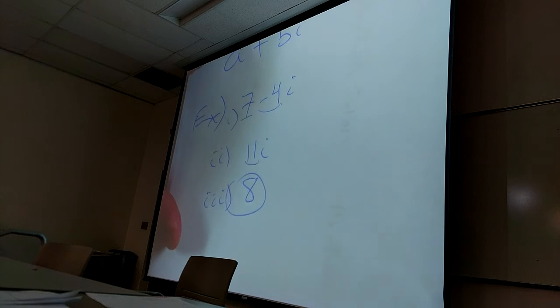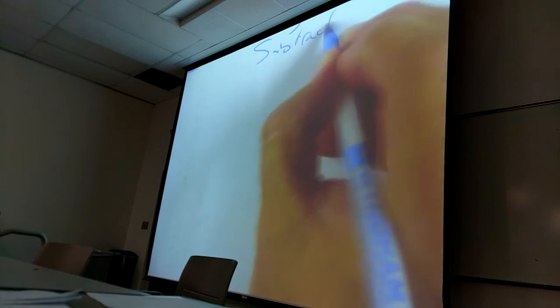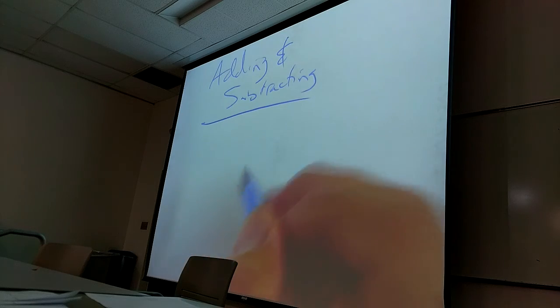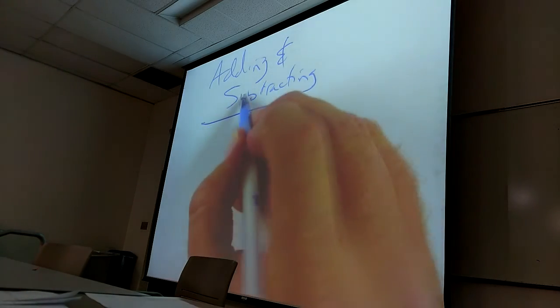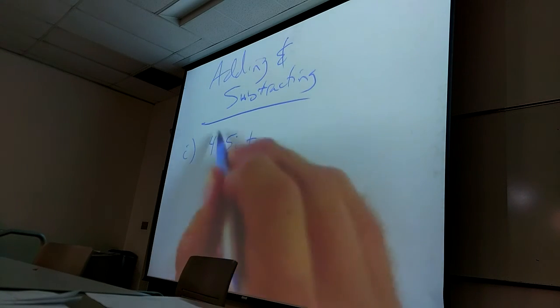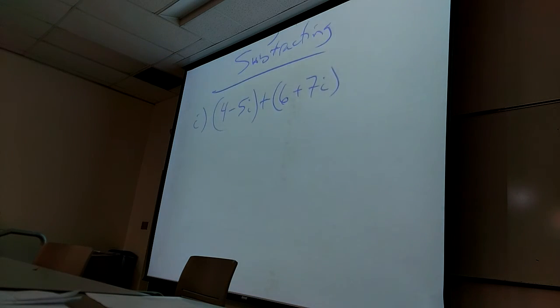So the very, very basic stuff you can do with complex numbers is almost too nice to believe. So for example, adding and subtracting. So what if I had this? What does your gut instinct say? Yeah, combine like terms.